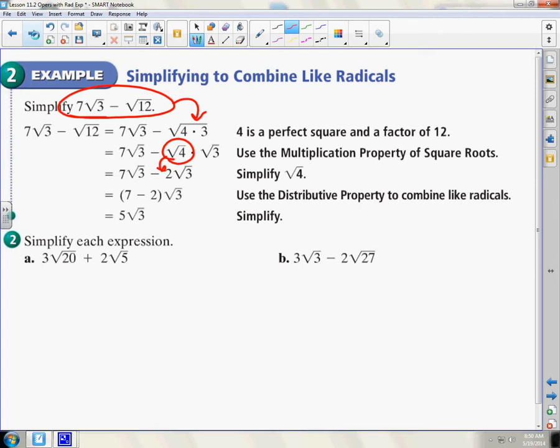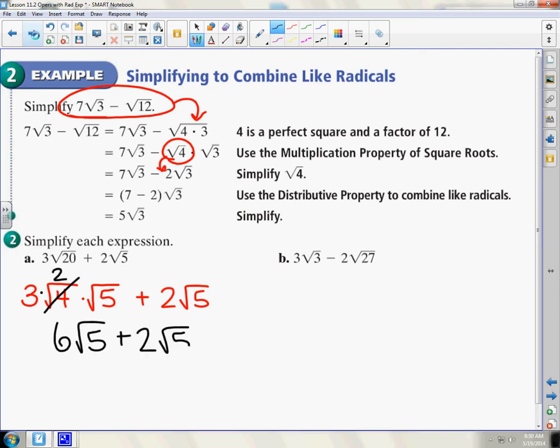So 3 times the square root of 20. I'm going to change that to be 3 square root of 4 times the square root of 5, because 4 times 5 is 20, plus 2 square root of 5. Now, I know that the square root of 4 is 2, so I do 3 times 2, which is 6 square root of 5, plus 2 square root of 5, and 6 plus 2 is 8 square root of 5, and you're done. So try this next one.